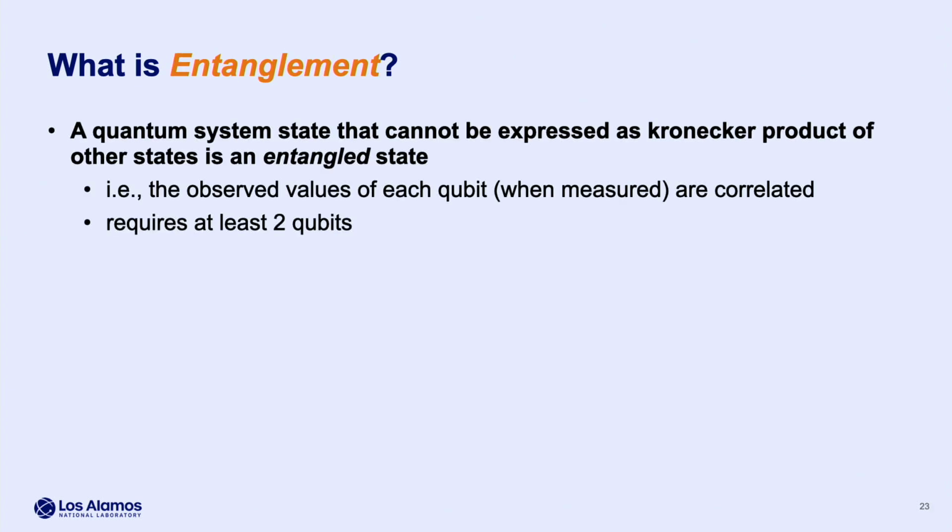Okay, entanglement. This is more interesting. A quantum state which cannot be expressed as a Kronecker product of other quantum states is called entangled. To give you an intuition, what does it mean if you can't be represented with a Kronecker product of other states? It means that when you observe the value of 2 qubits in your system, they are correlated. If you observe one of the qubits to be a 0, maybe the other one has a high probability of being a 0. If you observe one to be a 1, the other one has a high probability of being 1, or vice versa. There's a correlation between them.